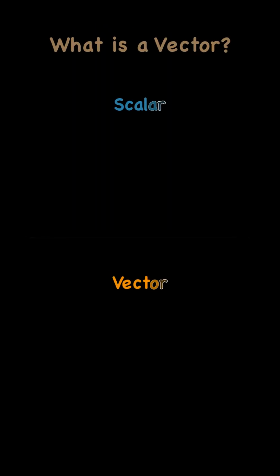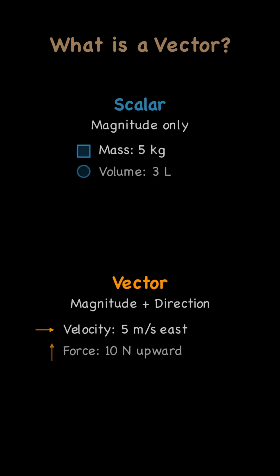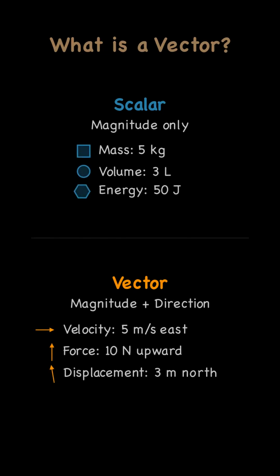A scalar quantity has only magnitude, like mass, volume, or energy. There is just a number. A vector quantity has both magnitude and direction, like velocity, force, and displacement. Notice that vectors have arrows showing direction.